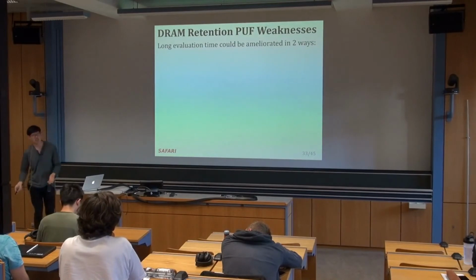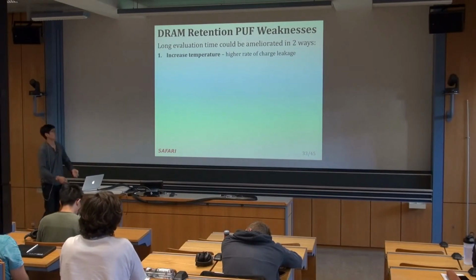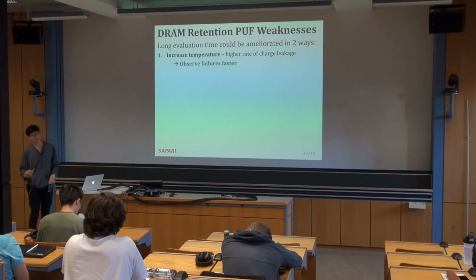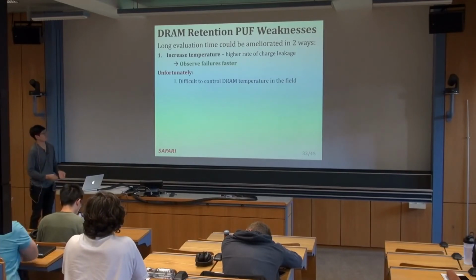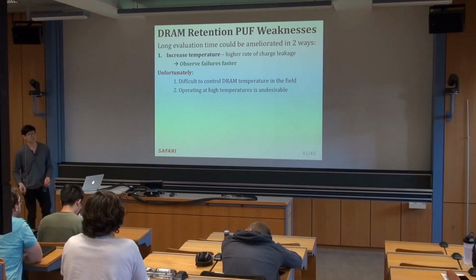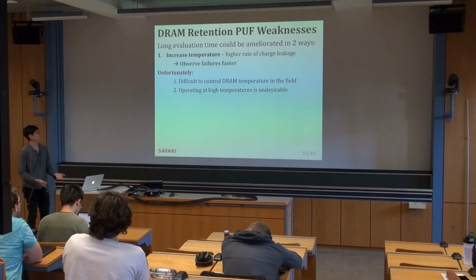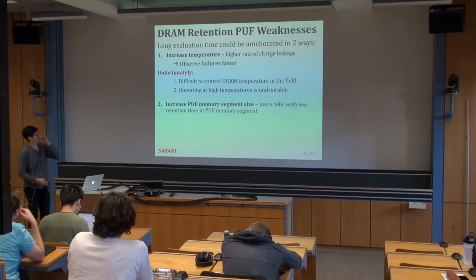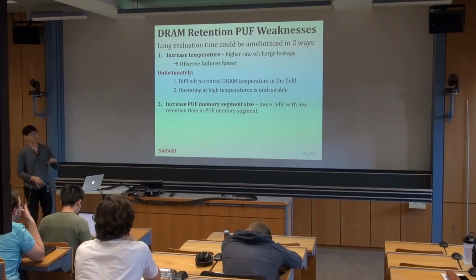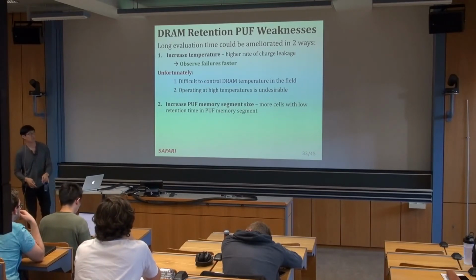So the long evaluation time could be reduced in two ways. One is by increasing the temperature, which results in a higher rate of charge leakage, and so we can observe these failures faster. But it's difficult to control DRAM temperature in the field, and operating at high temperature is undesirable for the chip. And secondly, we could increase the PUF memory segment size so that we could observe more cells with low retention time in a PUF memory segment.